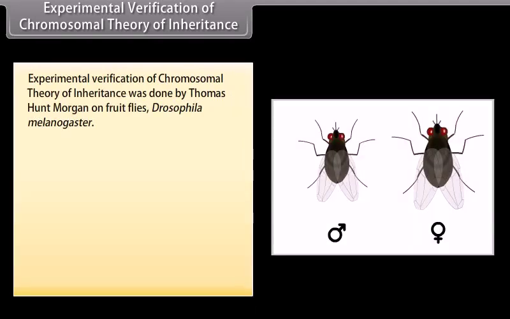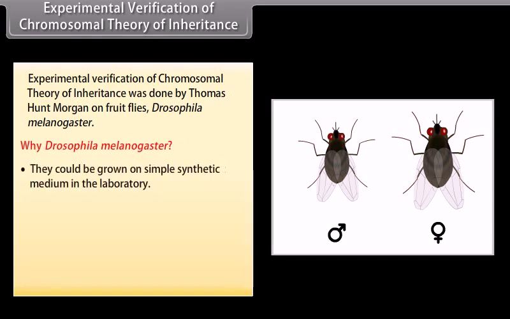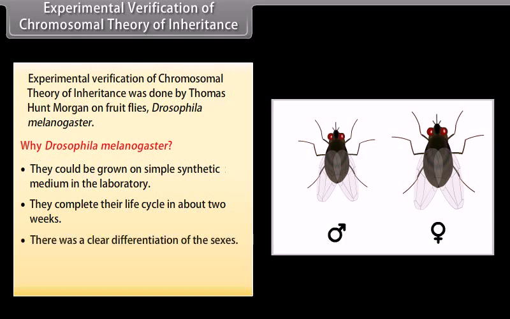Experimental verification of chromosomal theory of inheritance. Experimental verification was done by Thomas Hunt Morgan on fruit flies, that is Drosophila melanogaster. Why Drosophila melanogaster? They could be grown on simple synthetic medium in the laboratory. They complete their life cycle in about 2 weeks. There was a clear differentiation of the sexes. Its hereditary variation could be seen with low-power microscopes.